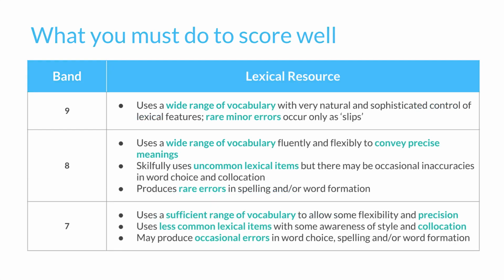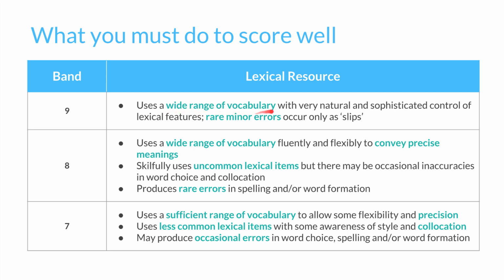The last category on which you're going to be graded is the lexical resource. In other words, vocabulary. To get a high score on the lexical resource category, you need to use a wide range of vocabulary fluently and naturally. You also need to be able to use vocabulary words to convey precise meanings. This means that you should be able to use a word to mean exactly what you want it to mean.